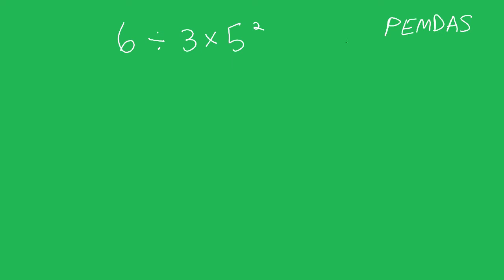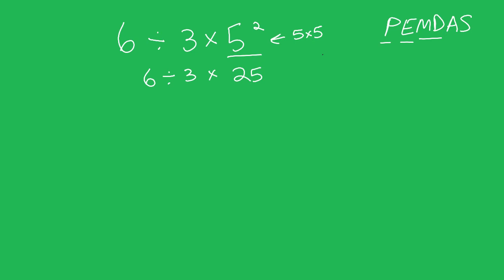So no parentheses yet again, but we do have an exponent right here, 5 squared, which is 25, right? Because when you square a number, it's just that number times itself. So 5 times 5, which equals 25. I'll rewrite this. Then we move on to multiplication and division.